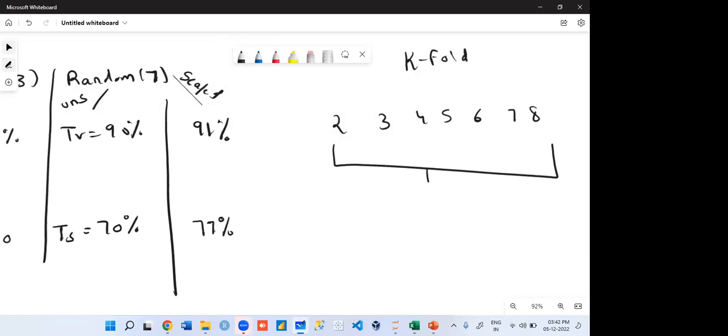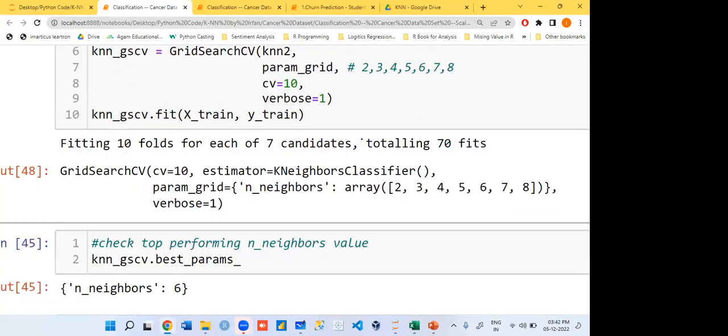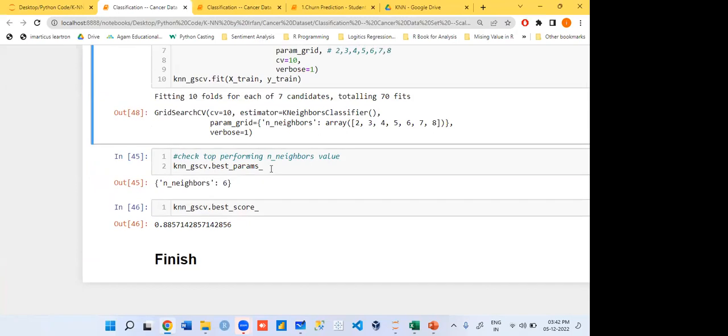Trying combination is called as grid search. Inside grid search, we apply k-fold for each value. So grid search is a method which applies combinations. Within each combination, we use k-fold. Okay, and grid search selects the best value of k based on highest accuracy. Done from my side. Any question, please ask.